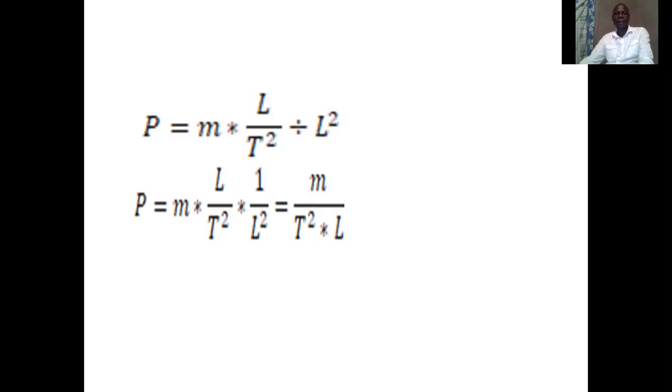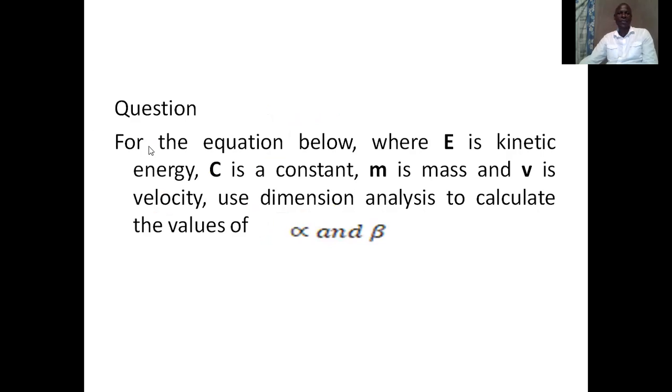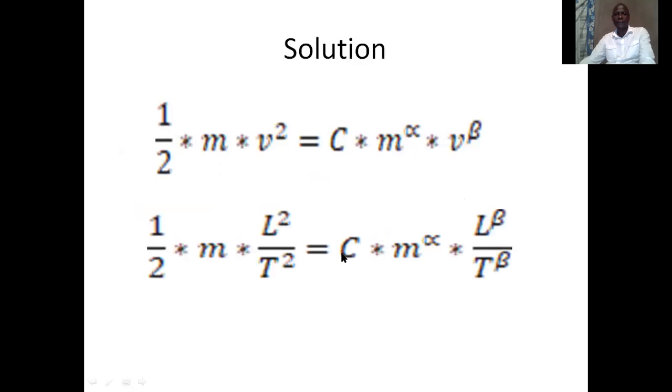So this is how we analyze the dimensions of a quantity. In particular today, we've looked at pressure. Here's another question. For the equation below, where E is kinetic energy, C is a constant, m is mass, and v is velocity, use dimension analysis to calculate the values of alpha and beta.